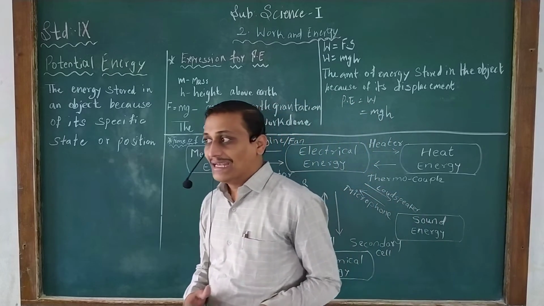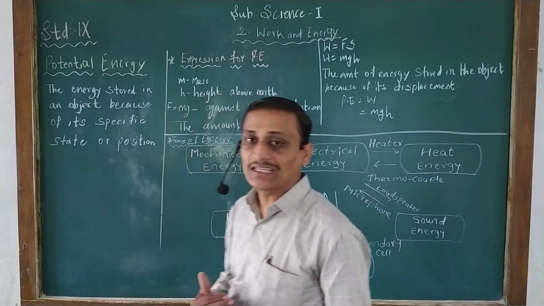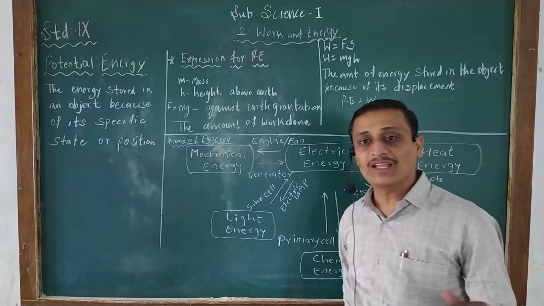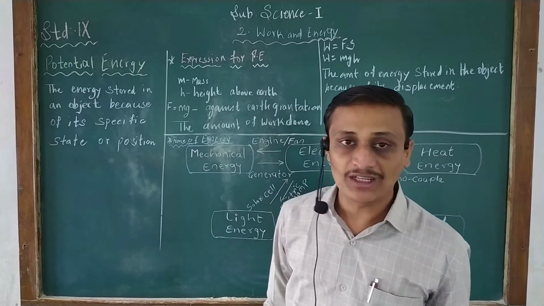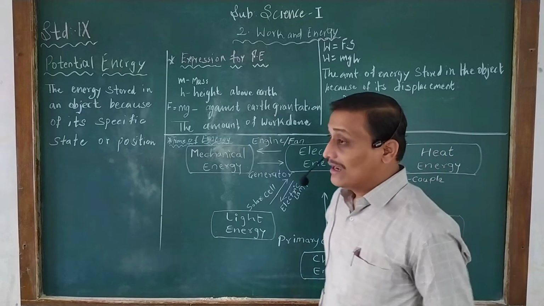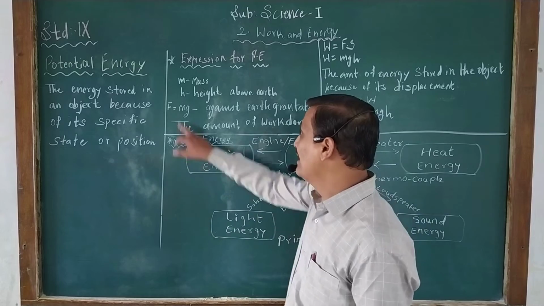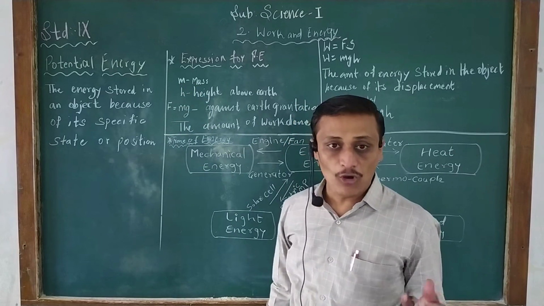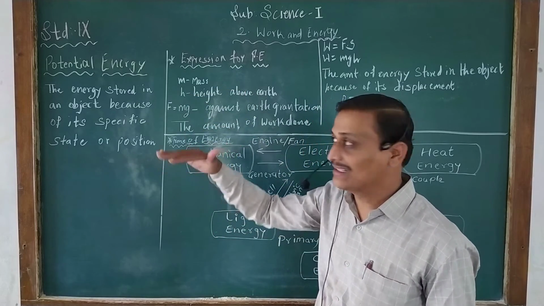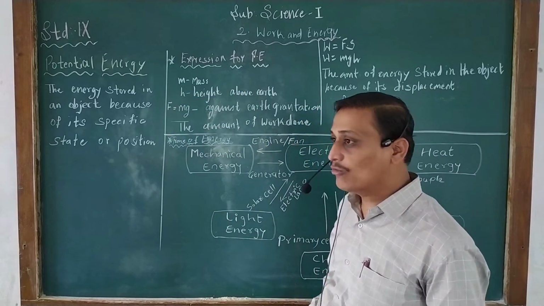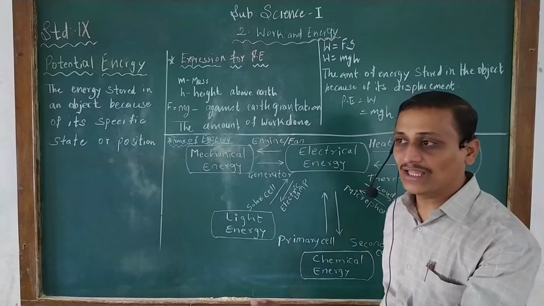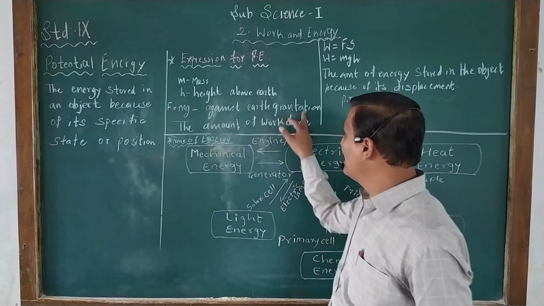With it, the next topic which we have to see is the expression for potential energy. As we have derived the expression for kinetic energy in the previous period, here we have to derive the expression for potential energy. For potential energy, we have to assume some things. Let m be the mass of an object at a height h above the earth, and a force mg is applied on that object. It is against the earth's gravitational force.